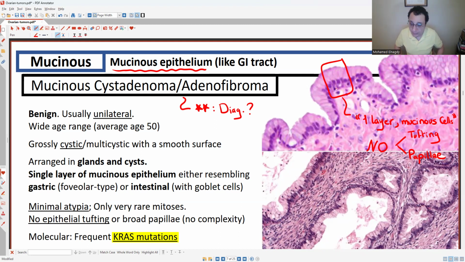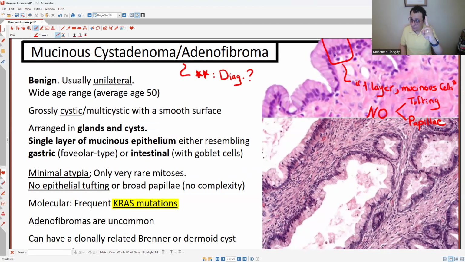Let's start with the mucinous cystadenoma. Well, I see one layer of mucinous cells with mucinous content. The content of the cyst is purely mucinous. However, I don't see any tufting. I don't see any tree-like branching, and I don't see any papillae. The epithelium is just a single layer, no stromal invasion, very benign looking, no mitosis, no atypia. That's mucinous cystadenoma.